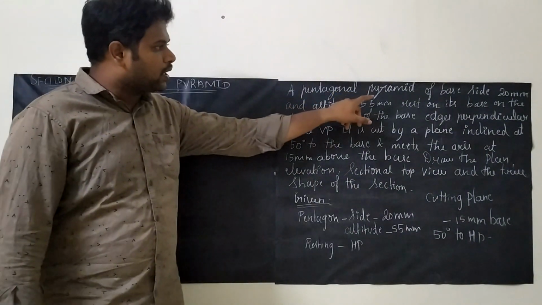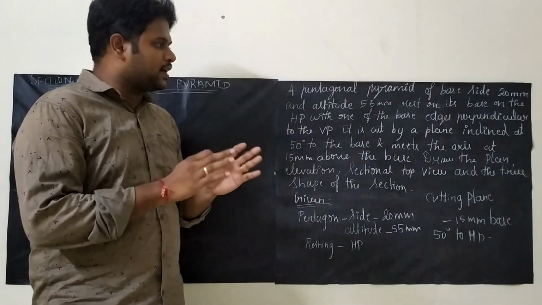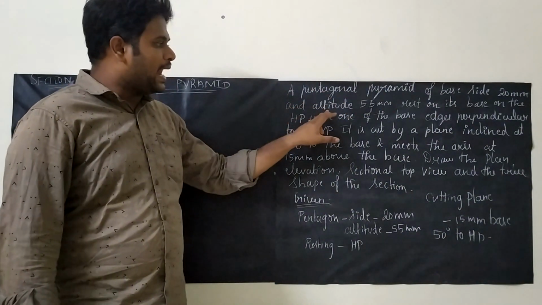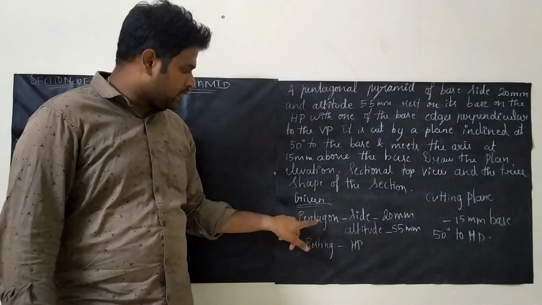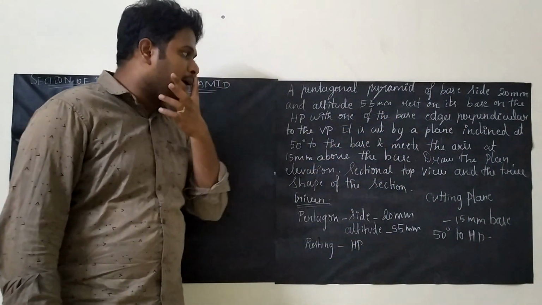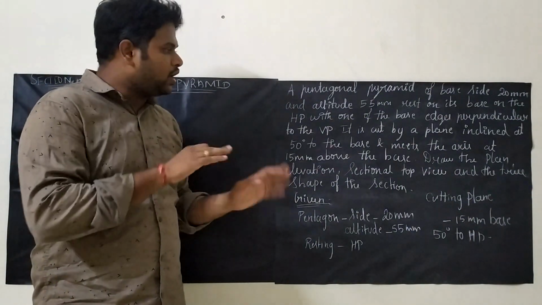A pentagonal pyramid of base side 20 mm. Pentagonal pyramid means we need to draw a pentagon as the base diagram. So the pentagon side is 20 mm and altitude is 55 mm, resting on its base on HP. So from this we can say that the pentagon would be resting on HP.